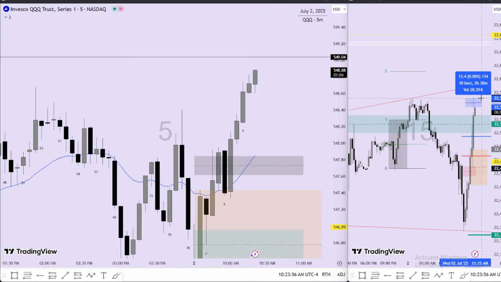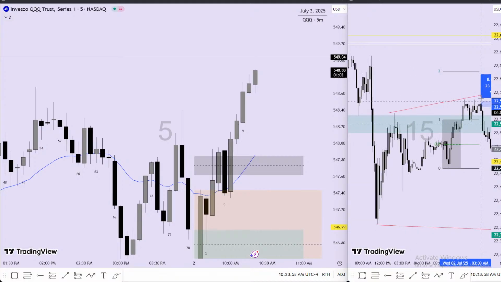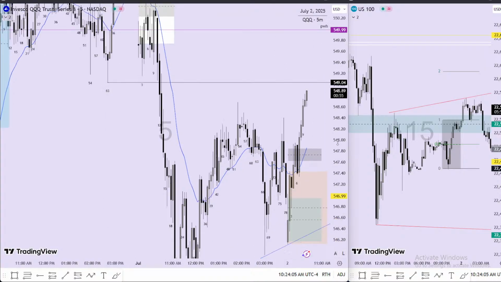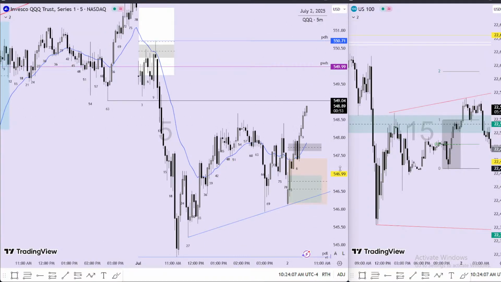How far are we? We are 13 points less to this low, this high. We are going to close this gap now.